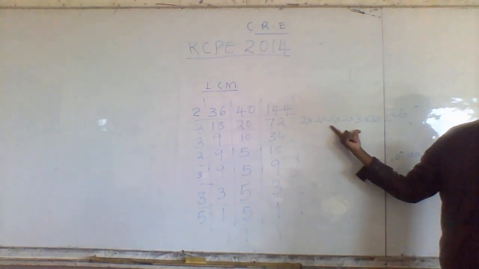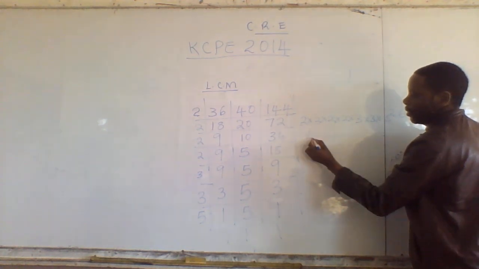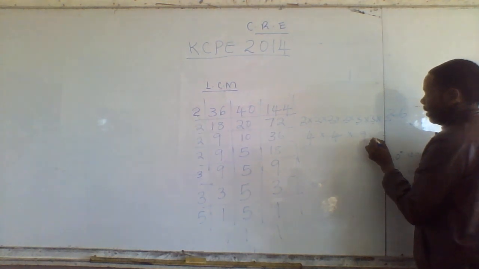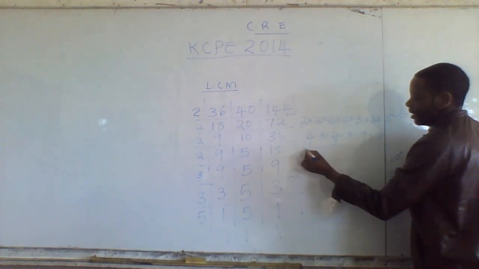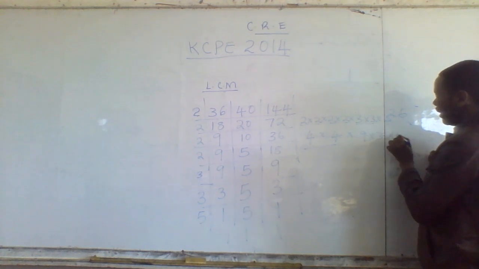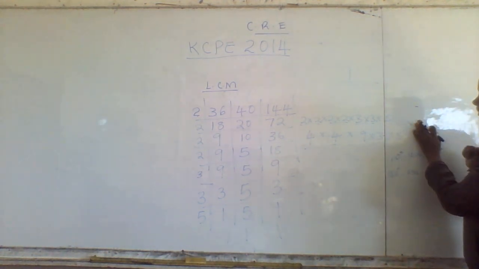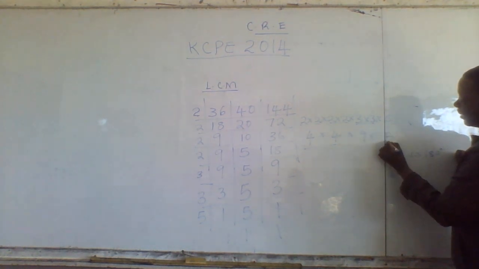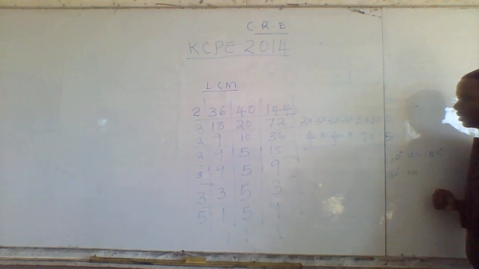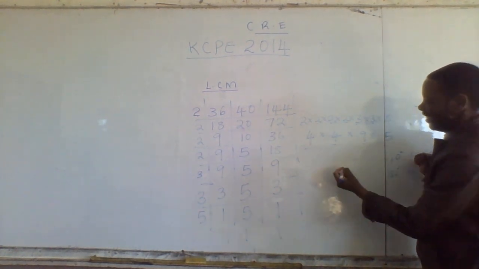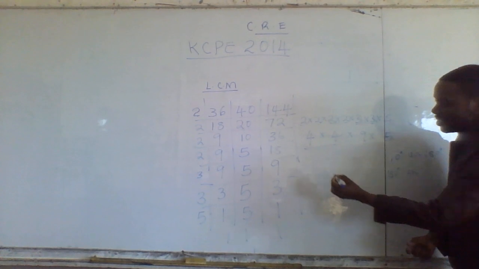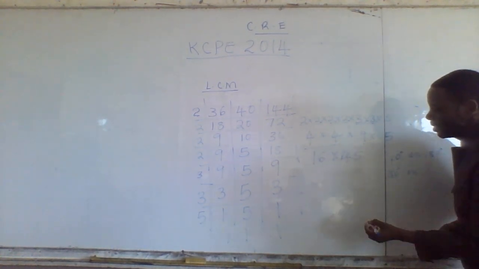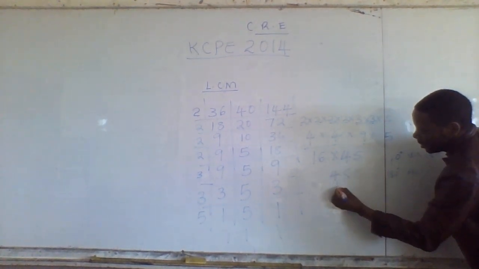So be careful here. Some candidates will fail here. 2 times 2 is 4, 2 times 2 is 4. 3 times 3 is 9. We have shortened them, isn't it? 16 times 9 times 5. Yeah, you are keen. Clap for yourself once. So we get 16 times 45.